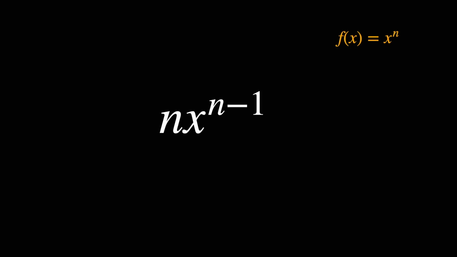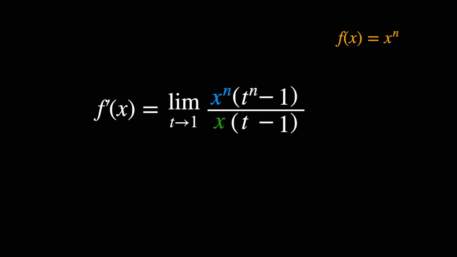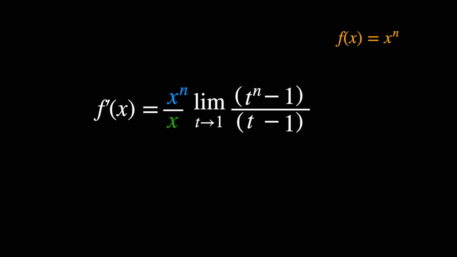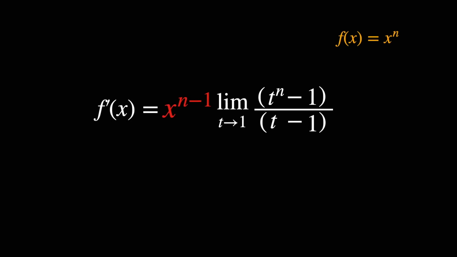Let's see if we can do better with the new definition. Plugging in f of x equals x to the n, we get tx to the n minus x to the n over tx minus x. We distribute our powers, and just like before, we can factor out the powers of x on top and the x on the bottom, and we can pull them outside of the limit, separating the problem. Simplifying outside, we get x to the n minus 1, and in just a couple of easy steps, we already know the form of the derivative, x to the n minus 1. The rest of the problem just involves simplifying this limit.